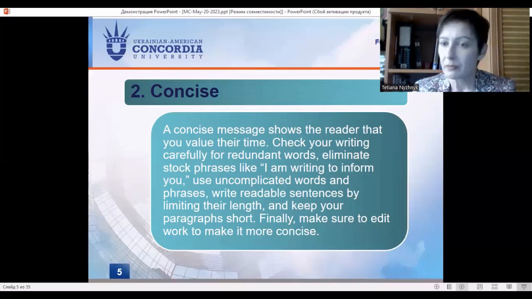Now, the best way to shorten the text is, after you have created the document, revise it and edit it and eliminate everything which you consider not relevant. Now let's continue.